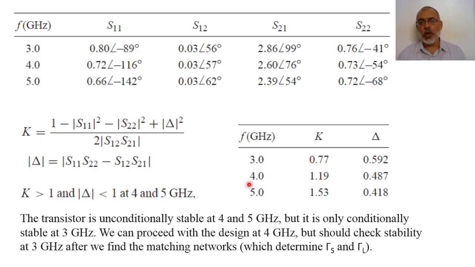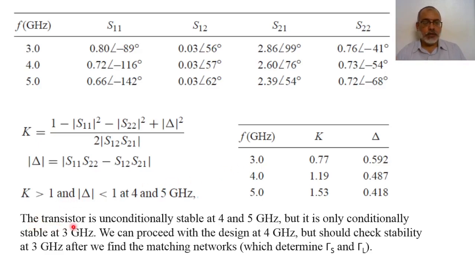This means that I'm going to design the transistor to obtain maximum gain at 4 GHz. But after finishing the design at 4 GHz, I'm going to test the stability at 3 GHz, to check the values of gamma source and gamma load which have been obtained by the design, and to check at 3 GHz whether this gamma source and gamma load are in the stable region or outside the stable region. Alright?